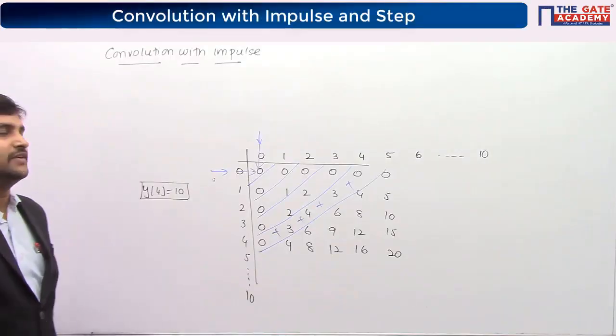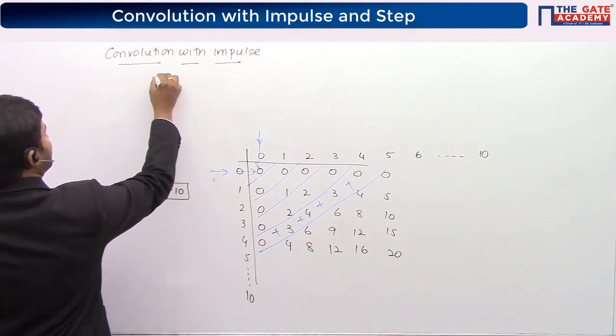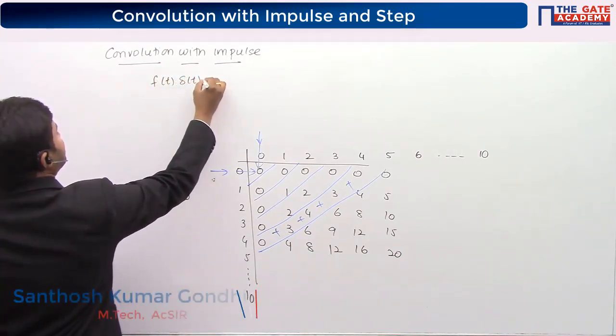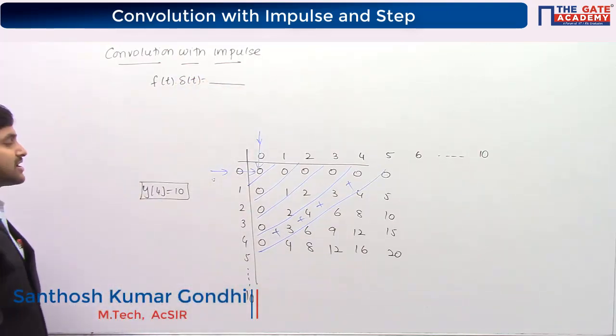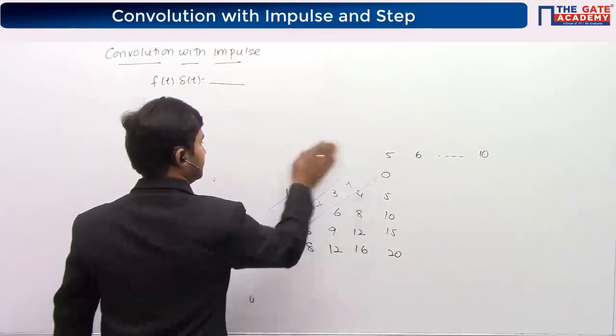Students, in the last class we have seen that whenever you have a signal f(t) and you multiply it with delta(t), what is the result we are going to have? Can you please recollect and tell me? In the last class we have discussed this.